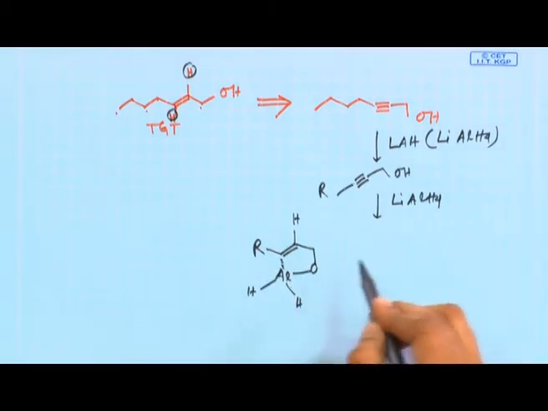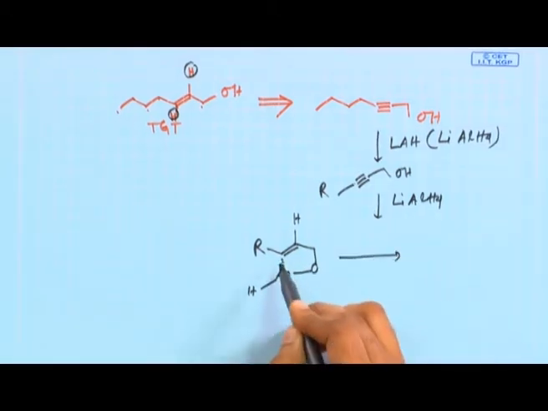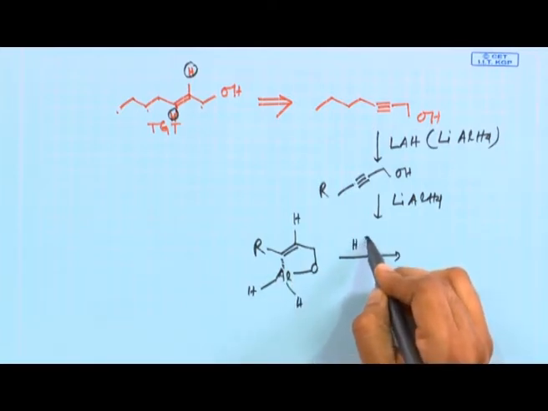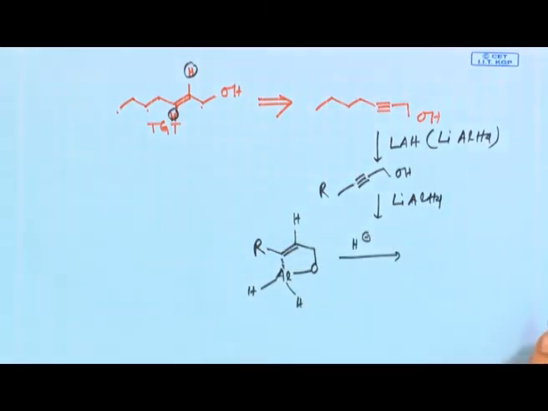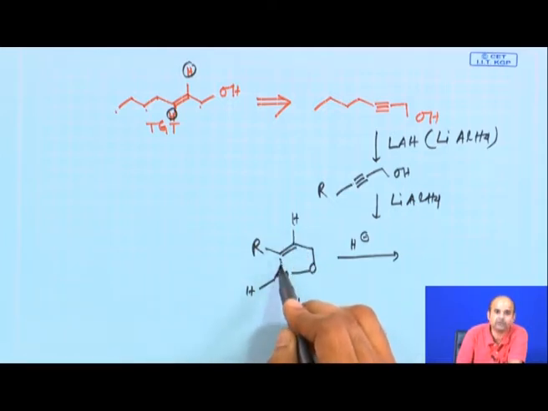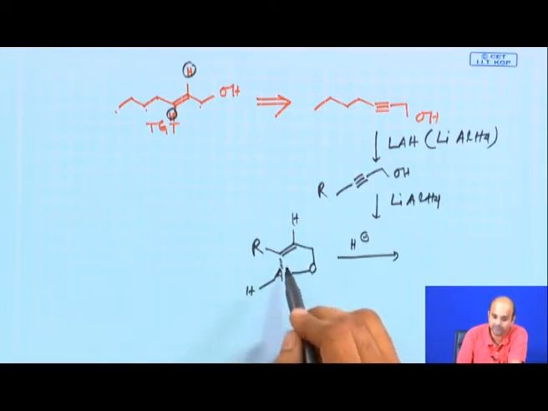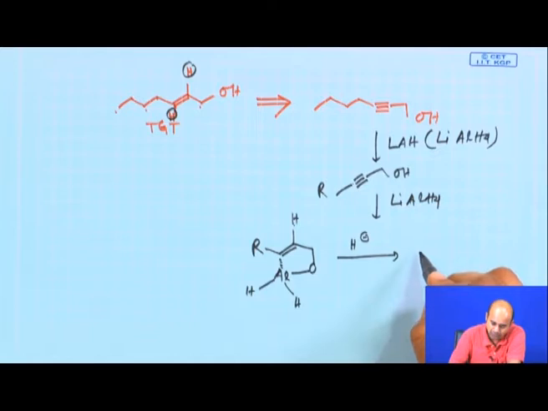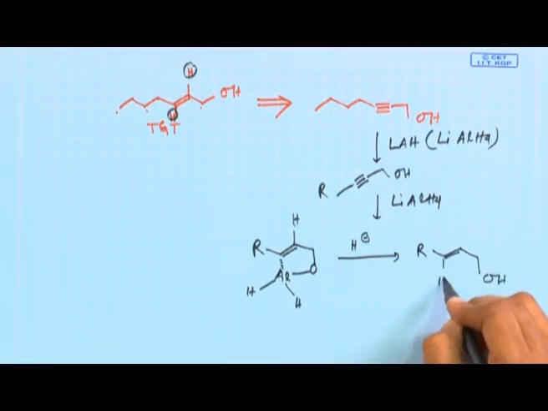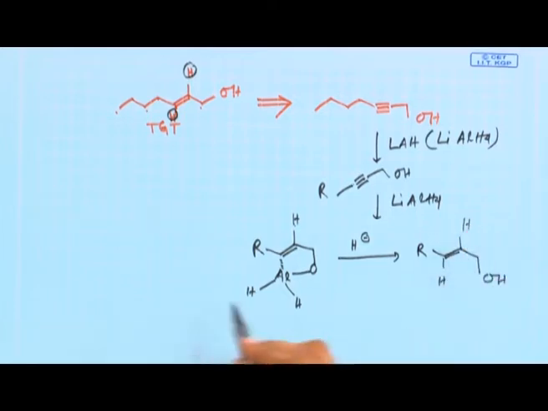That is why when next you are cleaving this carbon aluminum bond by another round of hydride or another round of nucleophilic species or electrophilic species, then this particular hydrogen and this hydrogen become trans to each other. That is the main thing. So, you can now get this kind of allylic alcohol where these are basically trans.